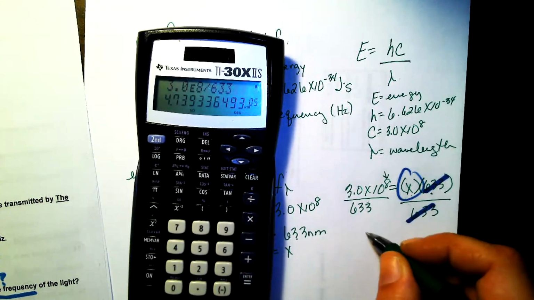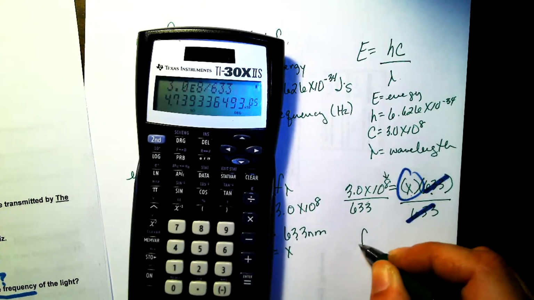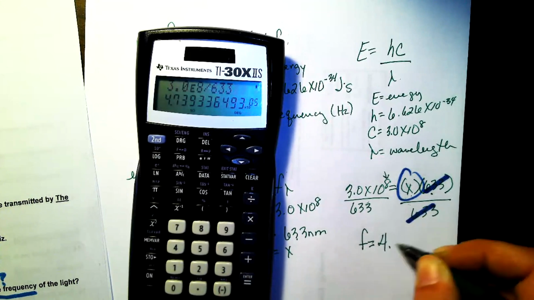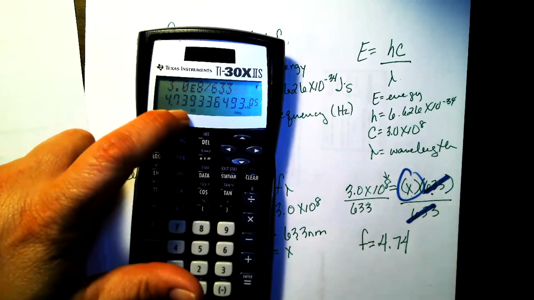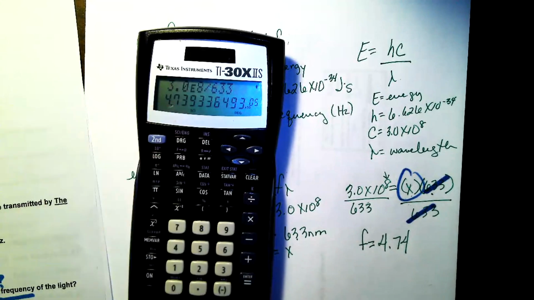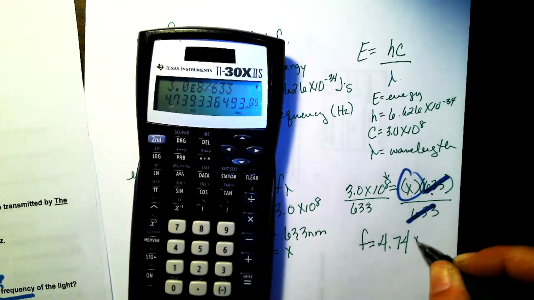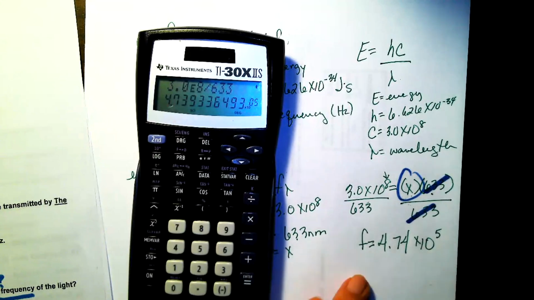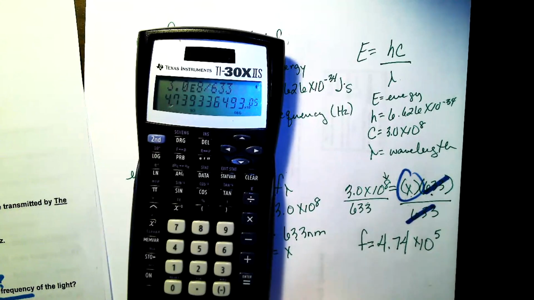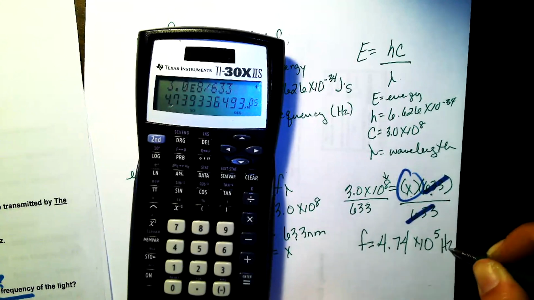So our answer here when solving for frequency is 4.74 because the 9 is going to move that 3 up 1. And then we're going to put times 10 to the 5th. And we're calculating for frequency, so our unit is hertz.